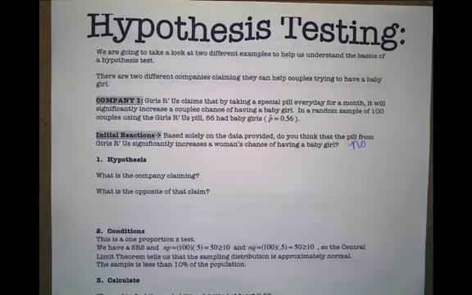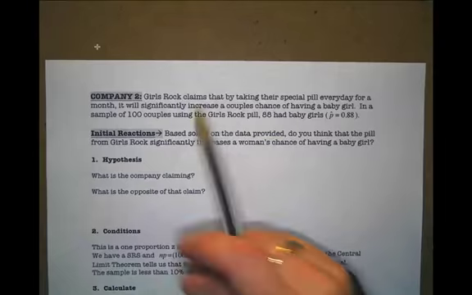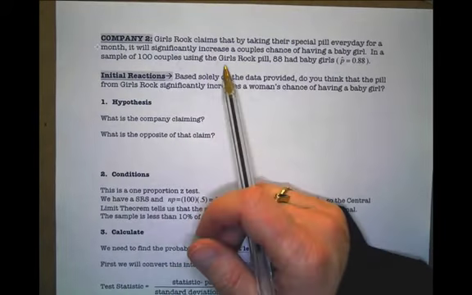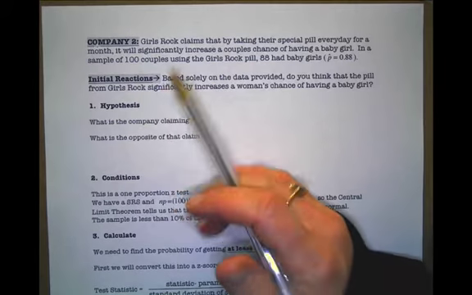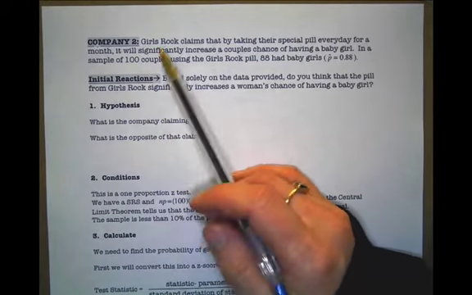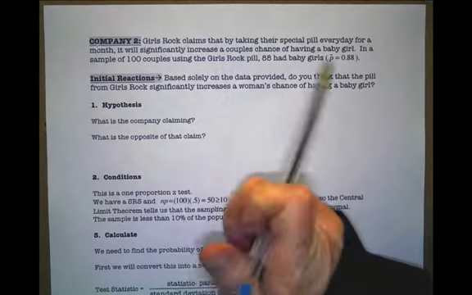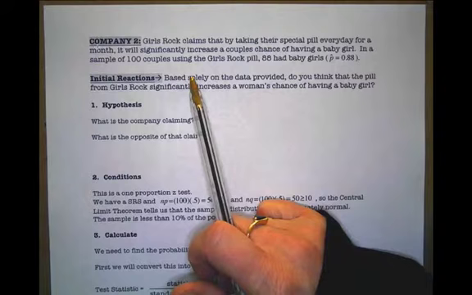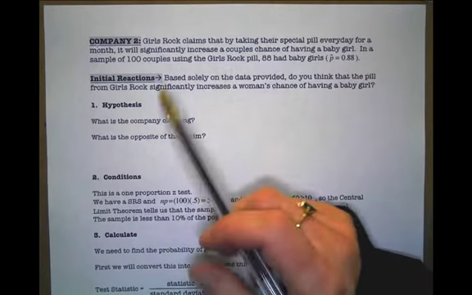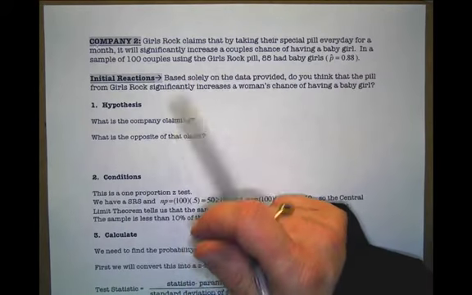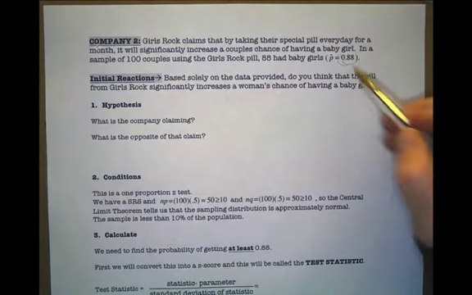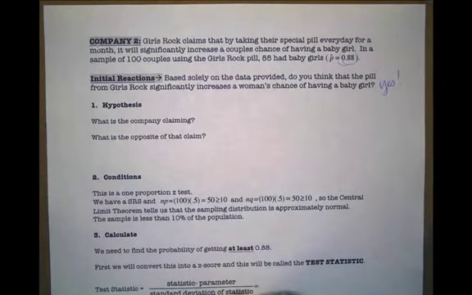If you flipped it over though and look at the back, we have a different company, Girls Rock, claiming the same thing. They take your special pill and it'll significantly increase the couple's chance of having a baby girl. In a sample of 100 couples using the Girls Rock pill, 88 had baby girls, so p-hat is 0.88. Based solely on the data provided, do you think the pill from Girls Rock significantly increases a woman's chance of having a baby girl? This one, you went from 0.5 to 0.88, so it does seem like something happened here.